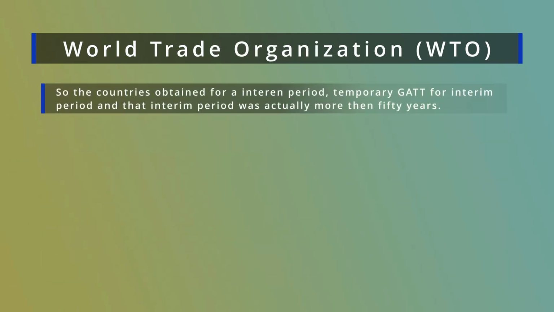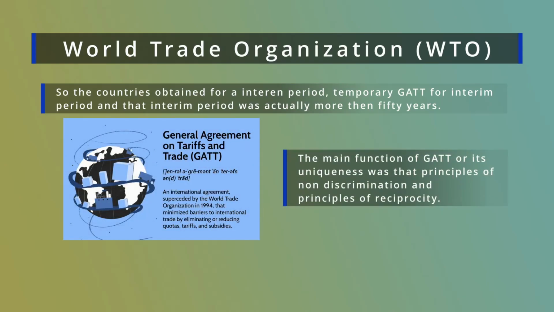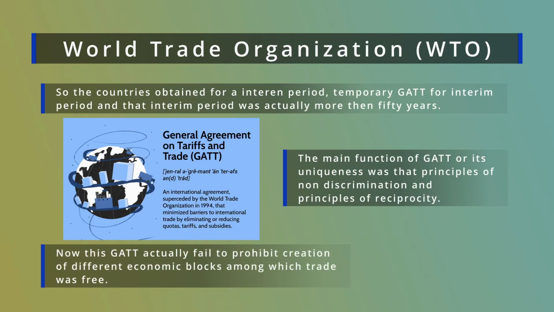policies. So the countries opted for an interim period, a temporary GATT for an interim period, and that interim period was actually more than 50 years. The main function of GATT, or its uniqueness, was the principle of non-discrimination and the principle of reciprocity. Now, this GATT actually failed to prohibit the creation of different economic blocks among which trade was free. GATT organized different rounds of negotiations, 8 negotiations in total, and the last, the 8th negotiation, occurred in Uruguay, and is basically known as the Uruguay Round of negotiations.